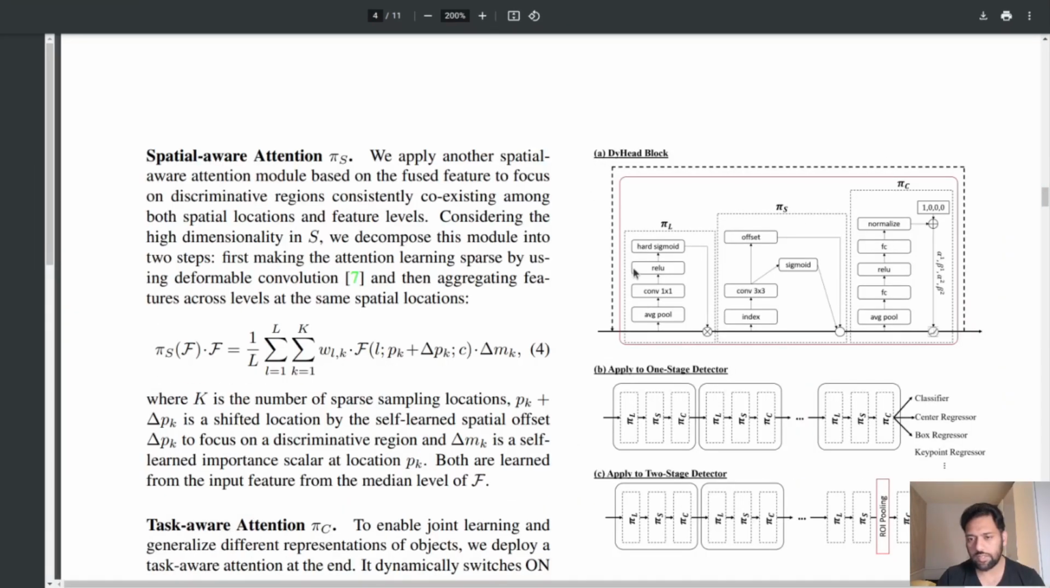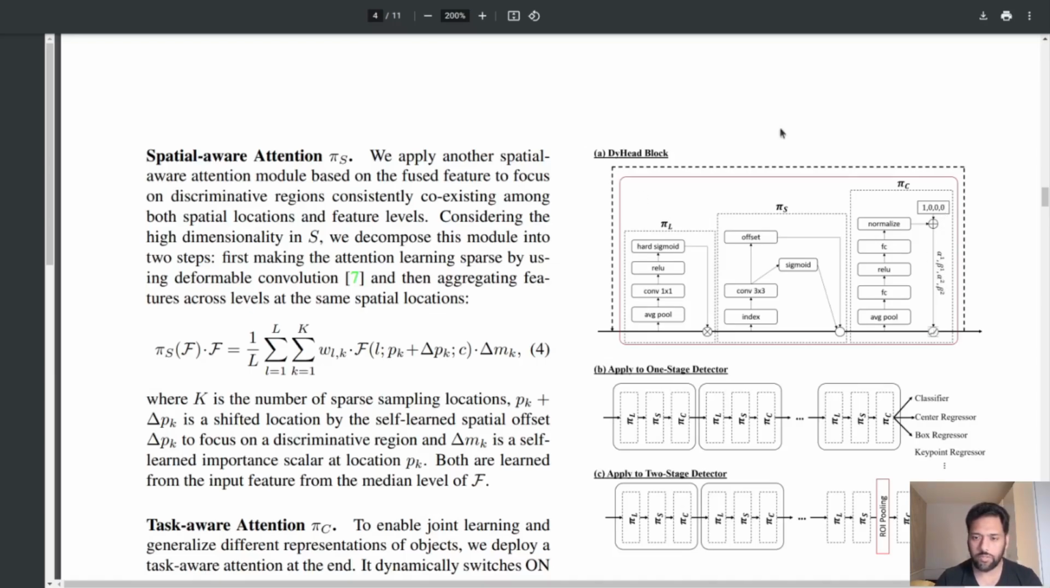So finally, this is the architecture of how everything is connected. We first have attention across different levels. We then have attention across different spatial sizes, and then we finally have attention across different channels.